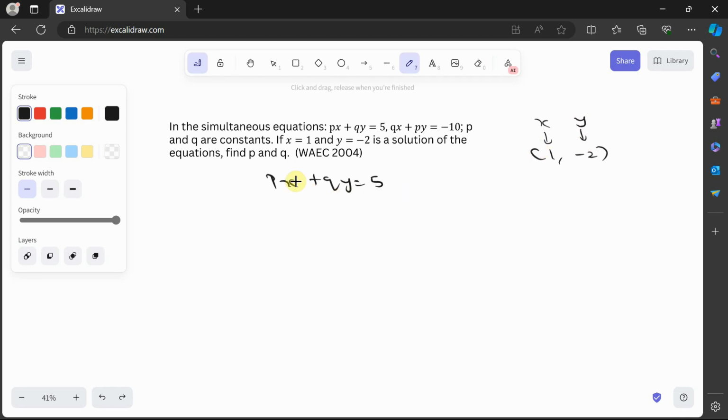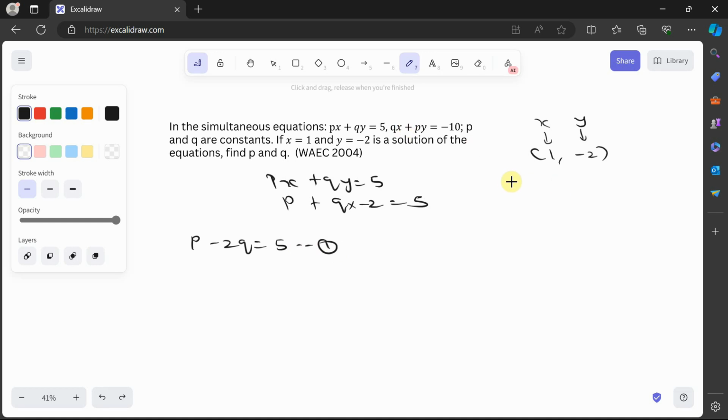Because there is a solution for it, I can put x as 1. If I put x as 1, times p is p, plus q times, and I can put y as minus 2, is equal to 5. So our first equation here is p minus 2q is equal to 5. So this is our equation 1.